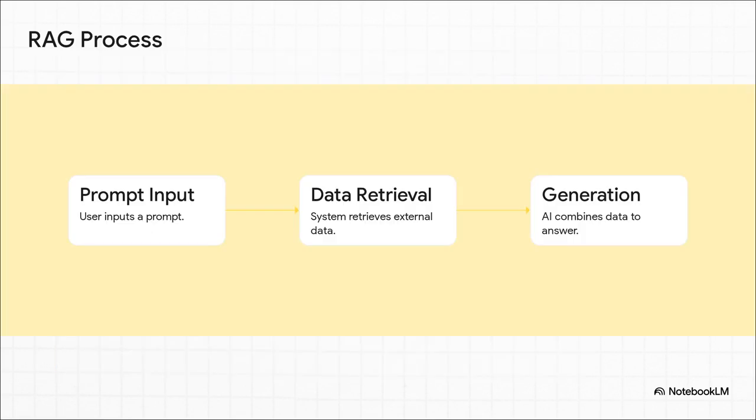And then there's RAG, which stands for Retrieval Augmented Generation. This is a real game changer. When a model needs up-to-date, accurate facts that simply weren't in its original training data, it uses this process. First, you give it a prompt. Second, the system actually goes out and retrieves relevant data from an external, trusted database. And third, the AI pulls that fresh data right into its context window to generate a highly reliable, fact-checked answer.